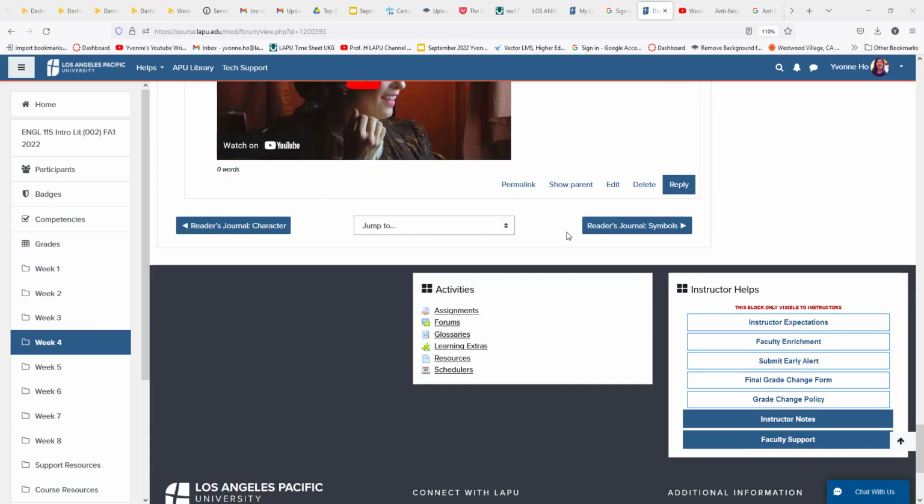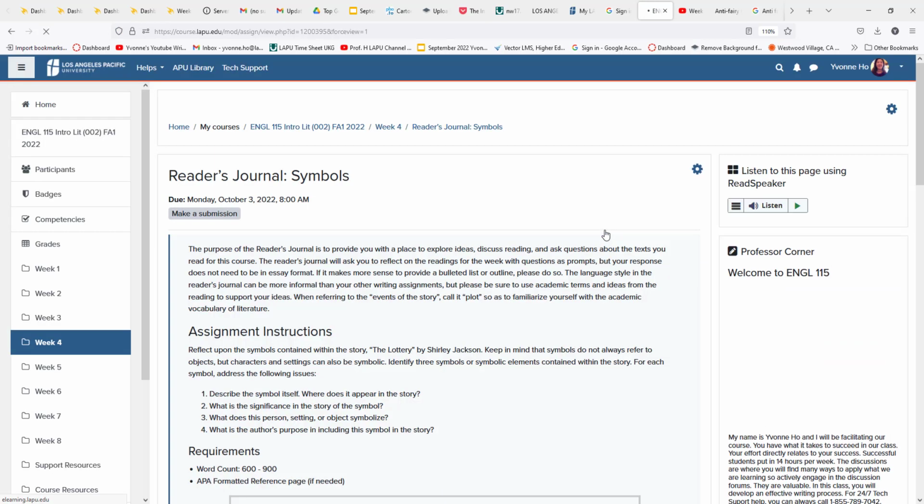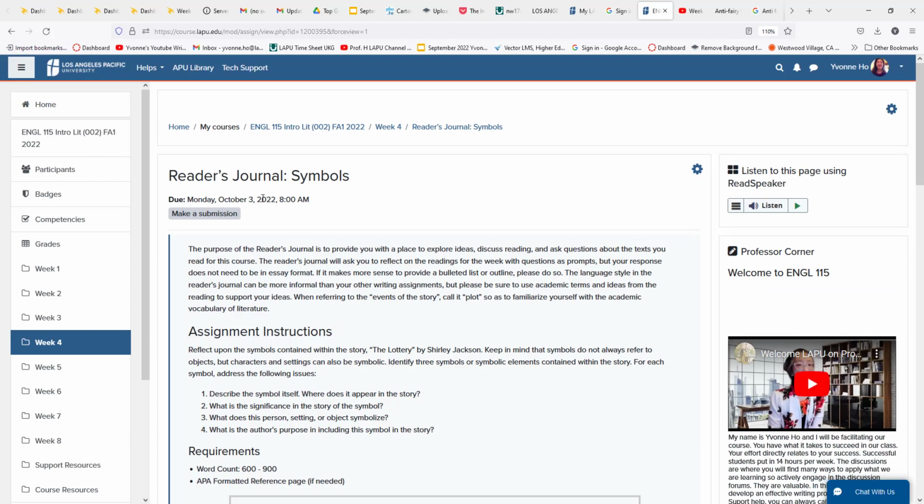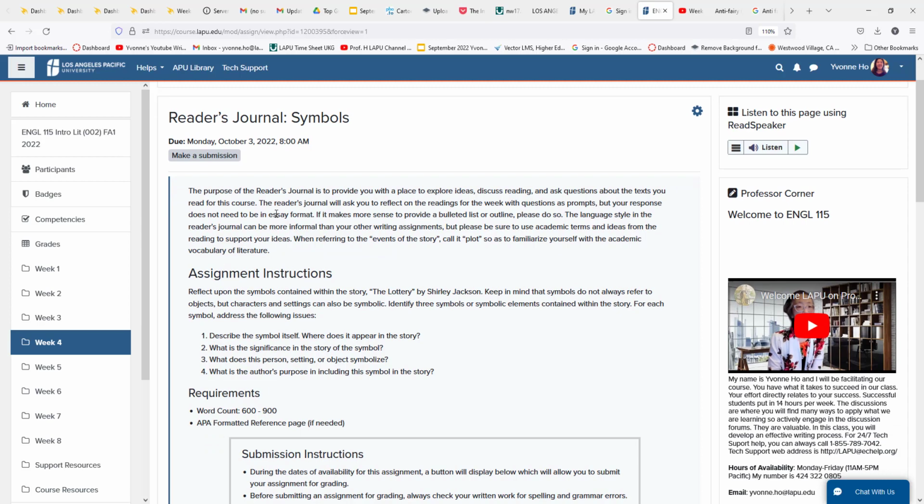And then next is your reader's journal. Here this week you're going to write about symbols. The purpose of the reader's journal is to provide you a place to explore ideas, discuss reading, and ask questions about the text you read for the course.